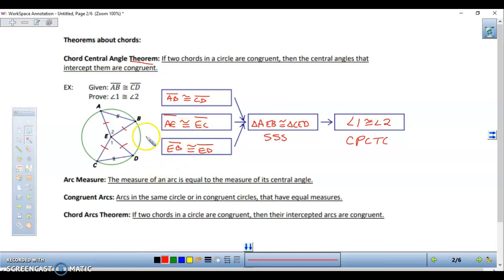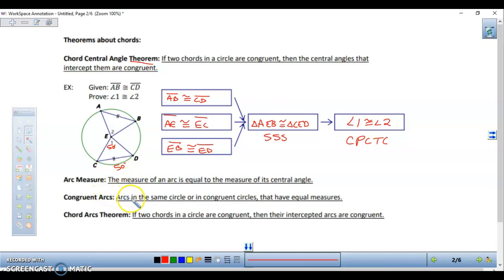The next little thing today is just some definitions. First, an arc measure. Let me erase this stuff so we can talk about it. The measure of an arc is equal to the measure of its central angle. What that means is, if the measure of angle CED was 50 degrees, that means the measure of arc CD would be 50 degrees. The central angle is equal to the arc measure. I think we talked about this in the last section as well. All right, and then next, congruent arcs.